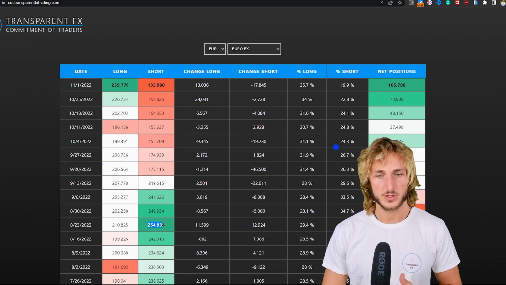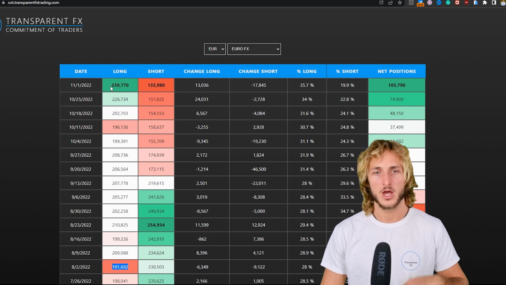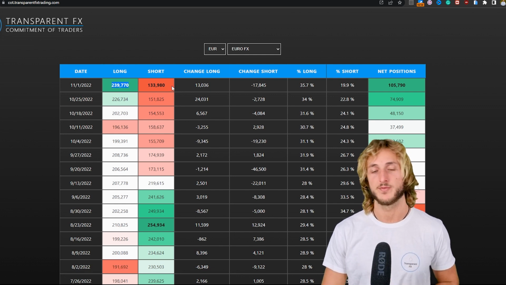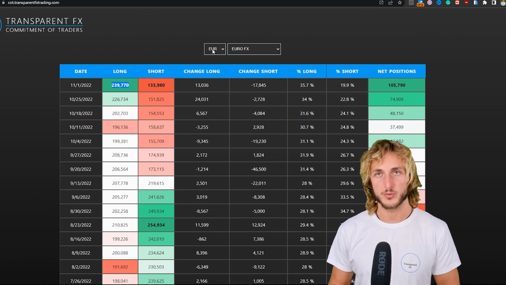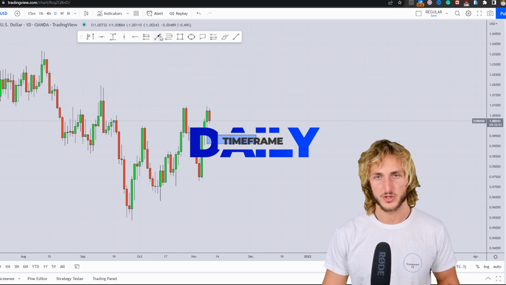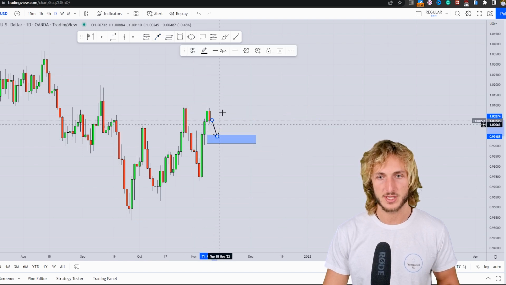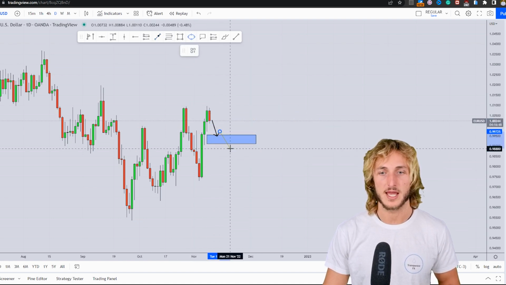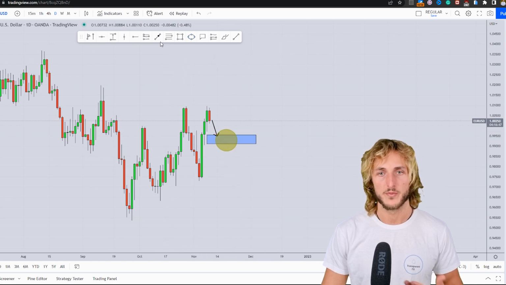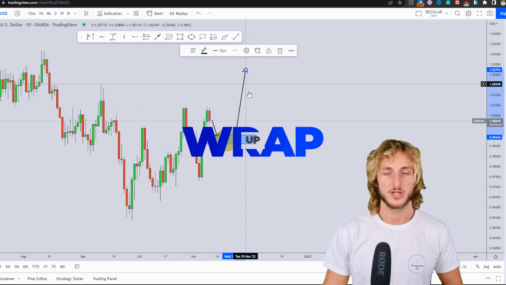So we went from shorts 254k to 133, and longs went from the low at 191k all the way up to 239k, so massive change, meaning that overall the institutional positioning on the euro is getting very bullish. So this potential rejection higher, if the market will go and retrace to this area, definitely seems at least a possibility. So how could we be approaching this potential move higher?